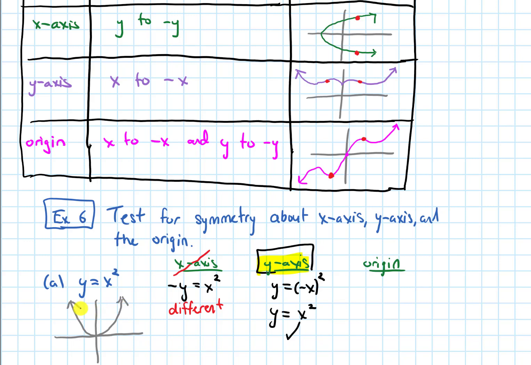And I can see that visually from the graph. This is a mirror image of itself about the y-axis. It has that symmetry. Okay, then finally, let's do through the origin.